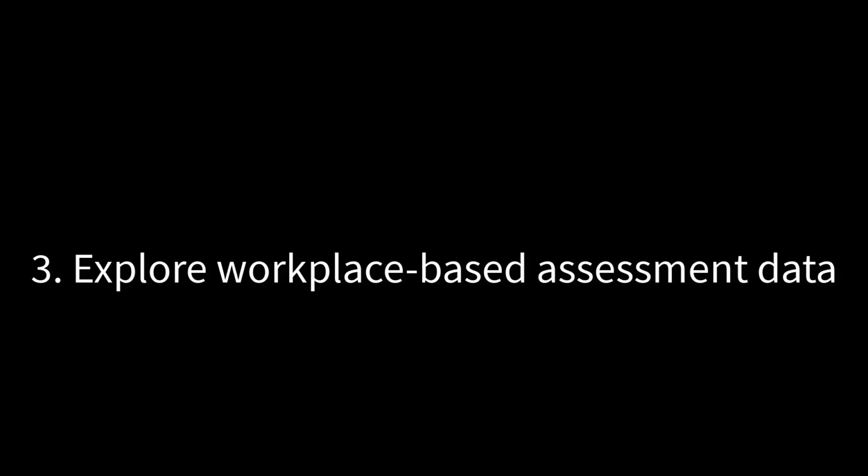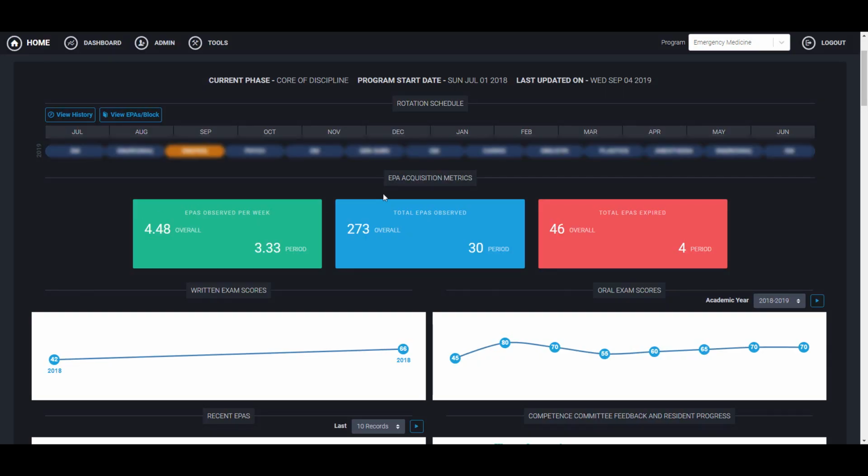Workplace-based assessment data is a central feature of CBME and was the focus of most of our discussions with Competency Committee members. It is presented throughout the dashboard in multiple ways. EPA acquisition metrics are presented close to the top of the screen. Effectively, they outline how frequently our learners are being observed and receiving feedback. The number of expired EPAs is also indicated to provide some perspective on whether EPAs are not being requested or whether they are being requested but are not being completed.